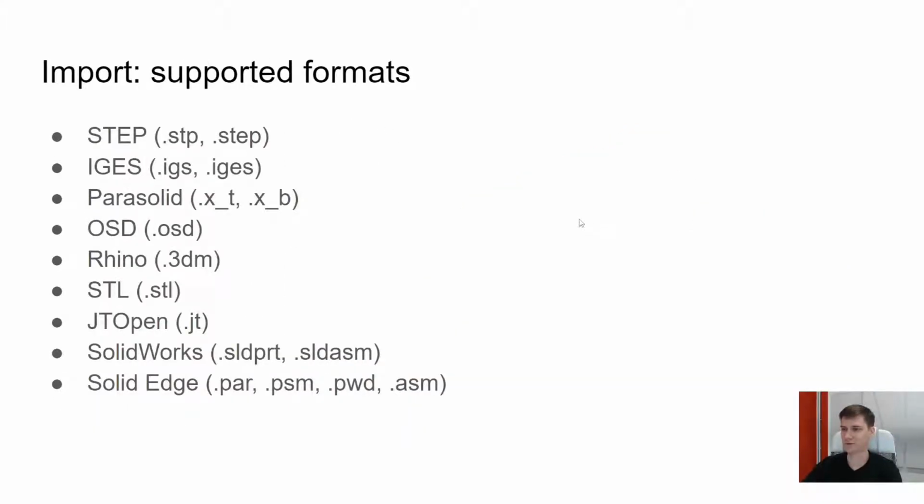A few words about import. The current MachineMaker version can import 3D models in STEP, IGES, Parasolid, SprutCAM, OpenGL string data, Arena, STL, GTOpen, SolidWorks, and Solid Edge formats.